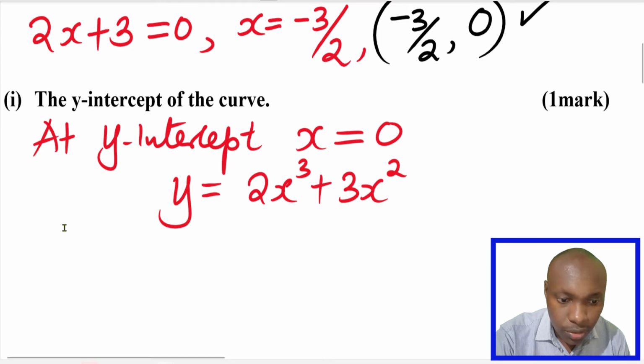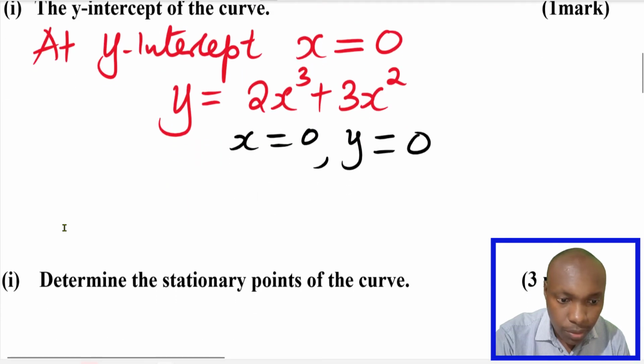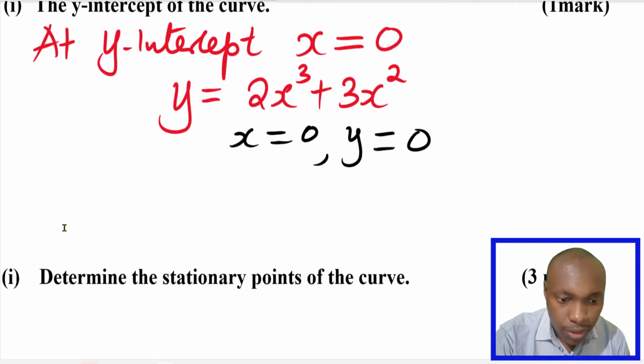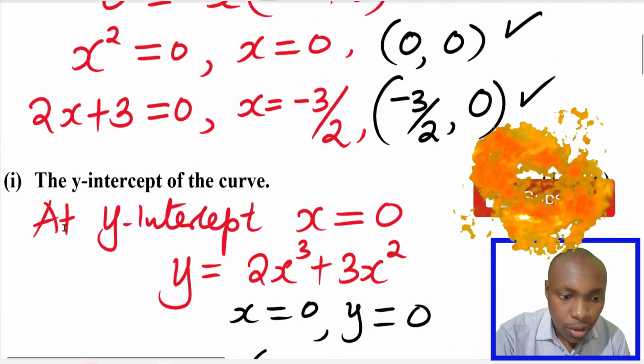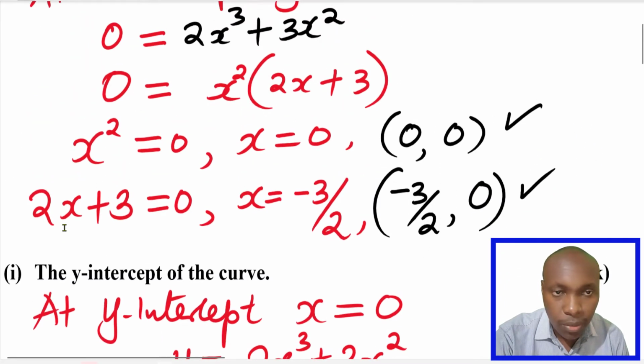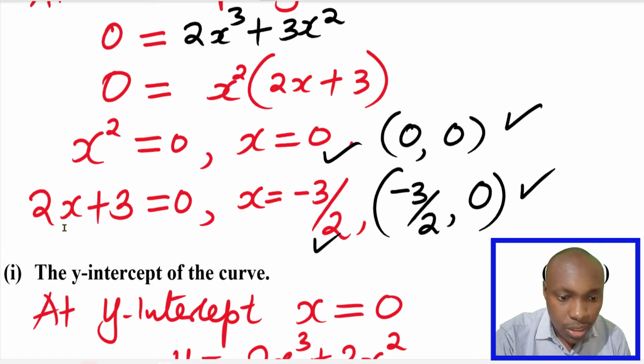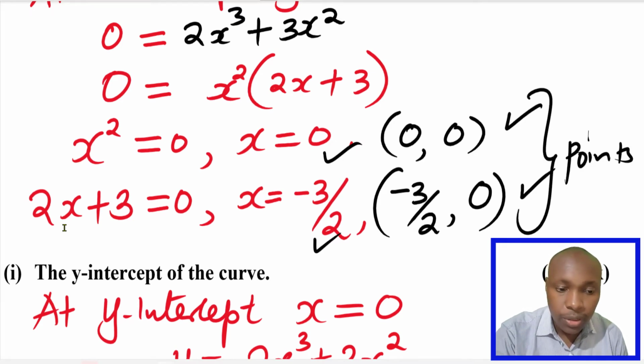So when x equals 0, y is given by 0. That is what you'll get. Therefore, the y-intercept is 0, and the point at which it cuts the y-axis is (0, 0). So I'm giving the intercepts and the points. The x-intercepts, there are 2: x equals 0 and x equals negative 3 over 2. And the 2 points are the ones I've given.